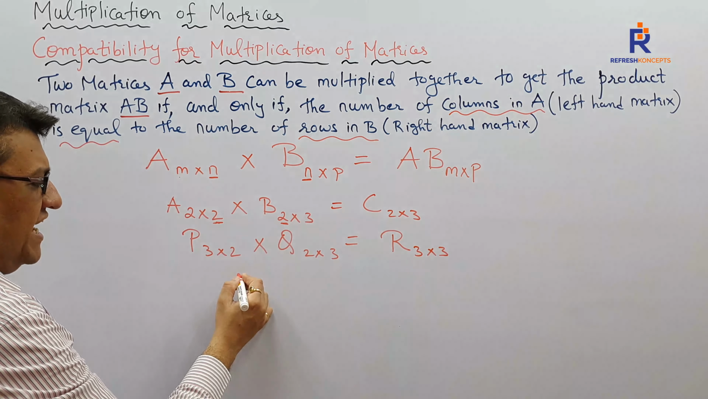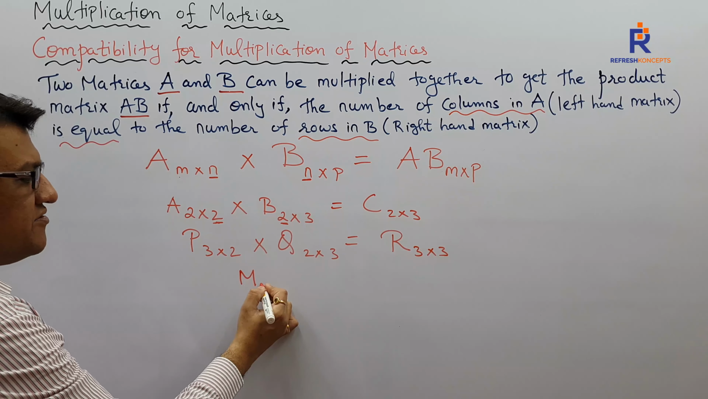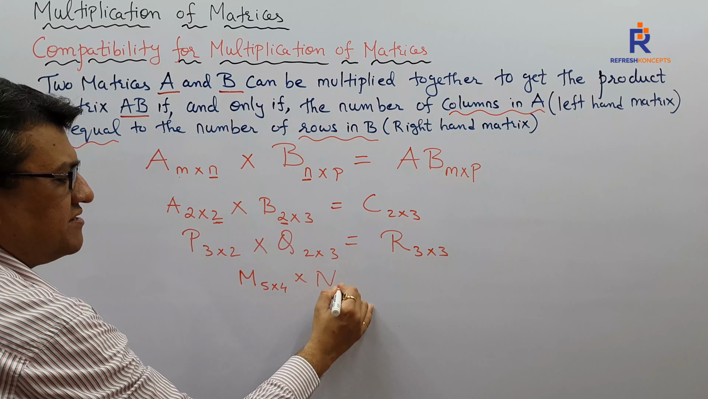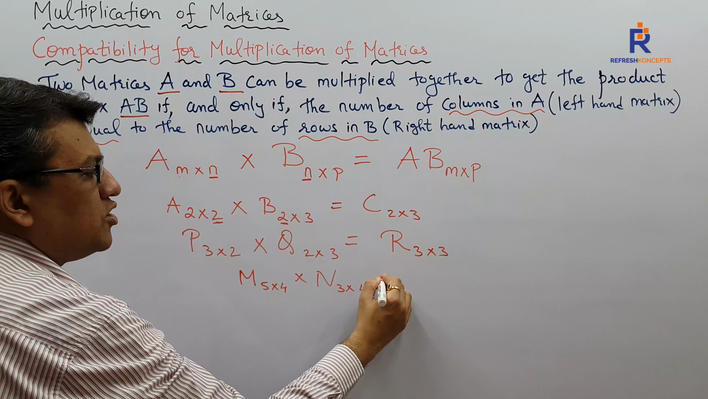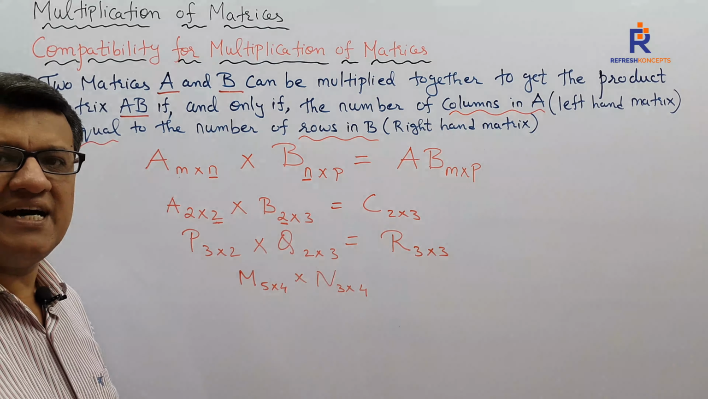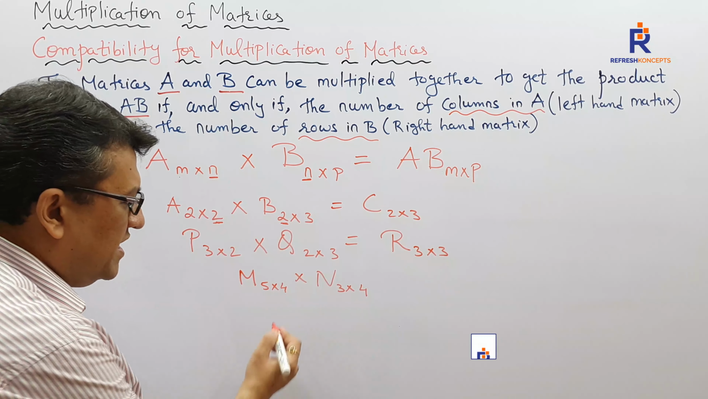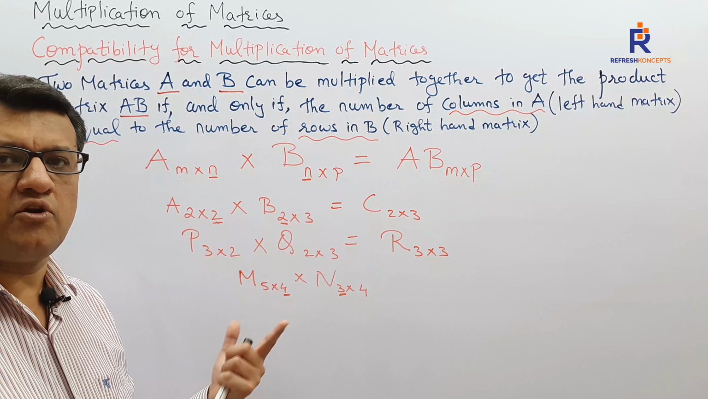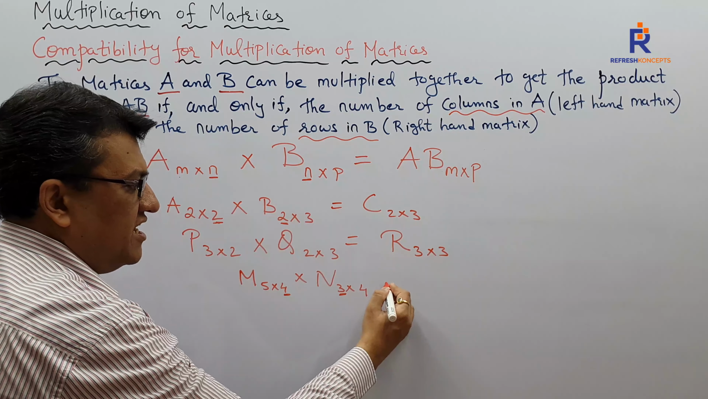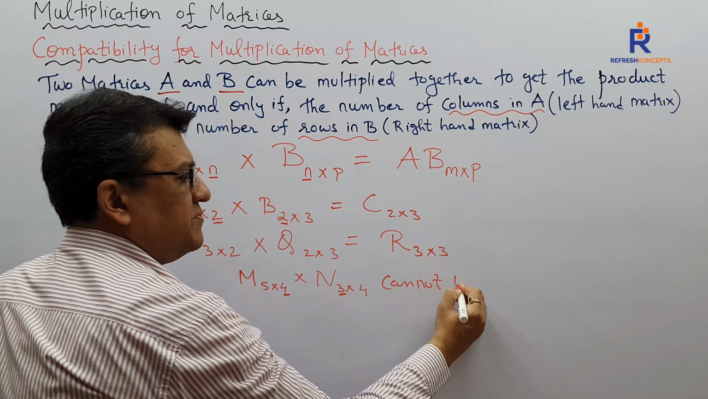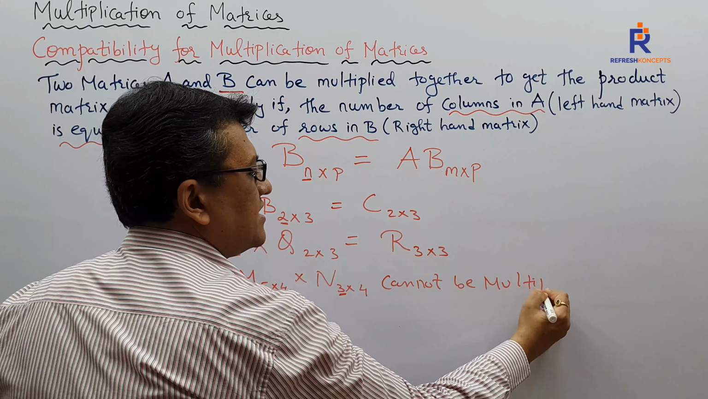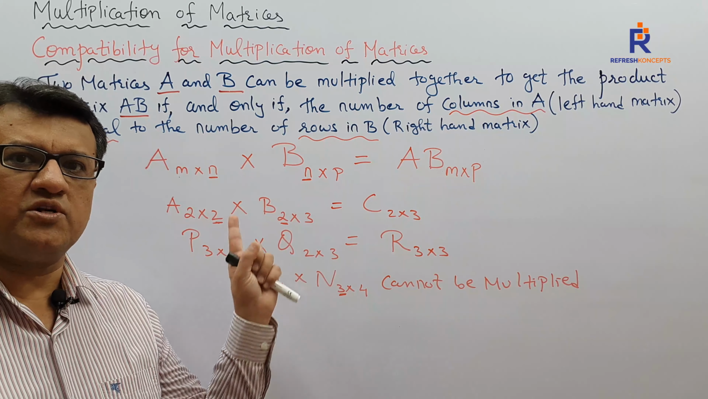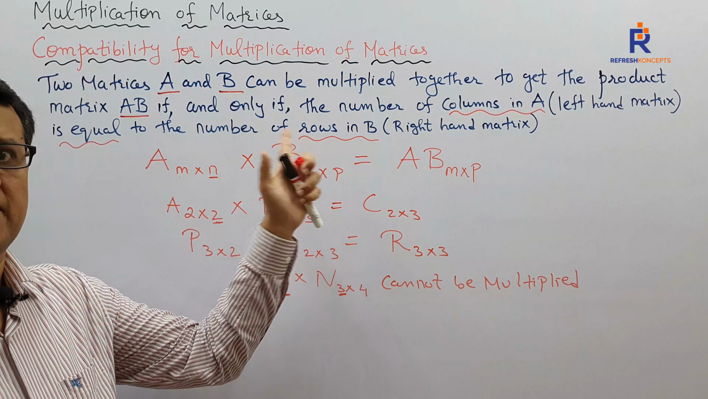Last one. What if I have matrix M of the order 5 into 4 and matrix N of the order 3 into 4? Will I be able to multiply? Answer is clear cut, no. Why? Columns in matrix M and rows in matrix N don't match. We cannot multiply. So we can say cannot be multiplied. Right, children? That's what the compatibility test of multiplication for matrices is.